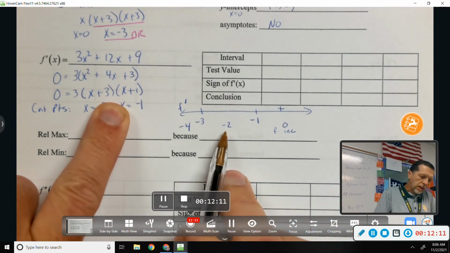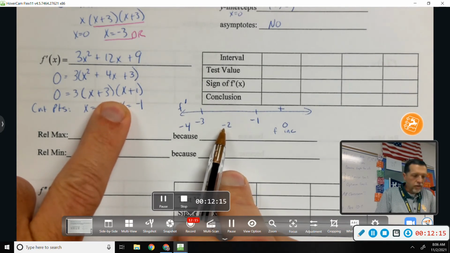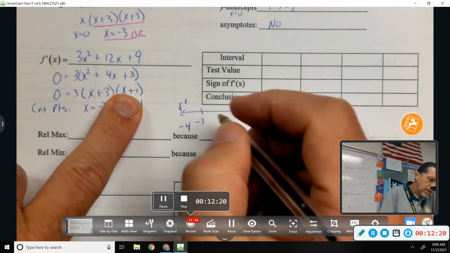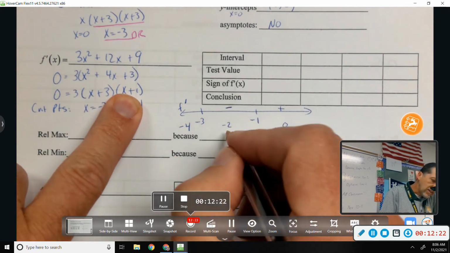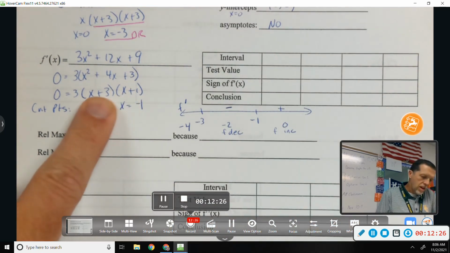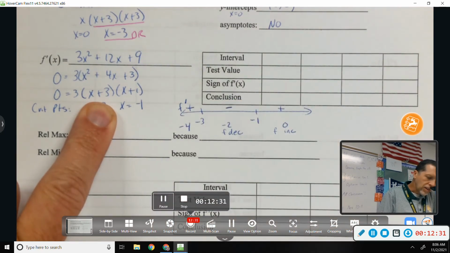If I plug in negative 2, again, preferably the factored form, but it doesn't have to be, we get a positive times a negative. So that's a negative, so f is decreasing. And if I plug in negative 4, I get negative negative, which is a positive. So that would mean f is increasing.